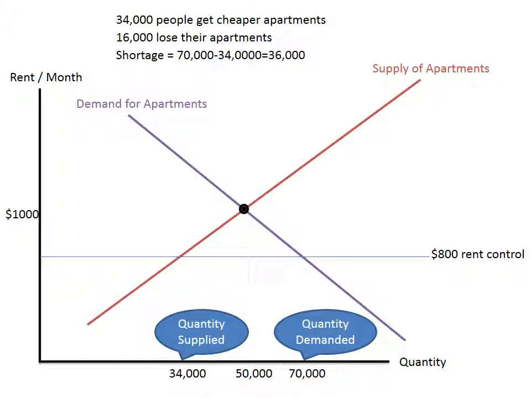There's a shortage of 70,000 minus 34,000. That's 36,000. A lot of these people, though, aren't really hurt, because they're people who didn't want apartments at the old price and do at the new price, but can't get apartments at the new price. So the people from basically 50,000 to 70,000 did not want an apartment at the market rate. They would at the lower price of $800 a month, but they can't get one.